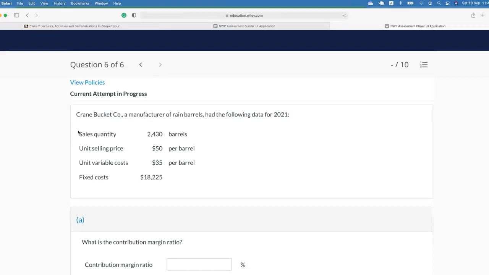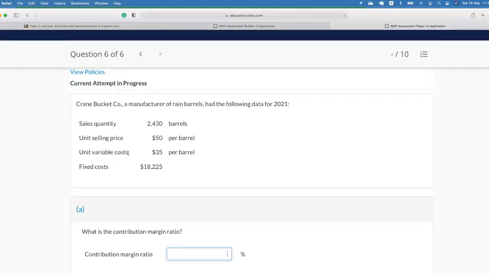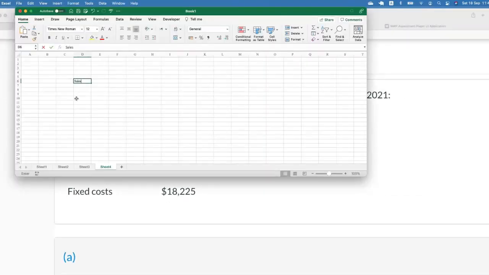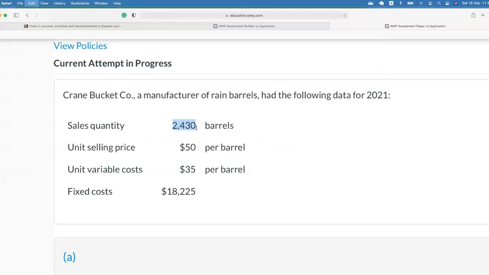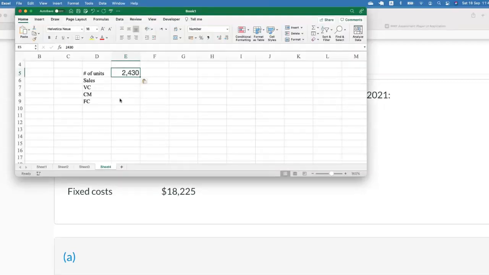Okay, looking at the problems a different way now. Crane Bucket Co., a manufacturer of rain barrels, had the following data for 2021: sales quantity, unit selling price, unit variable cost, fixed cost. What is the contribution margin ratio? Okay, so I'll add everything: sales, variable cost, fixed cost, contribution margin, number of units, 2,430. Let me check here, 2,430.